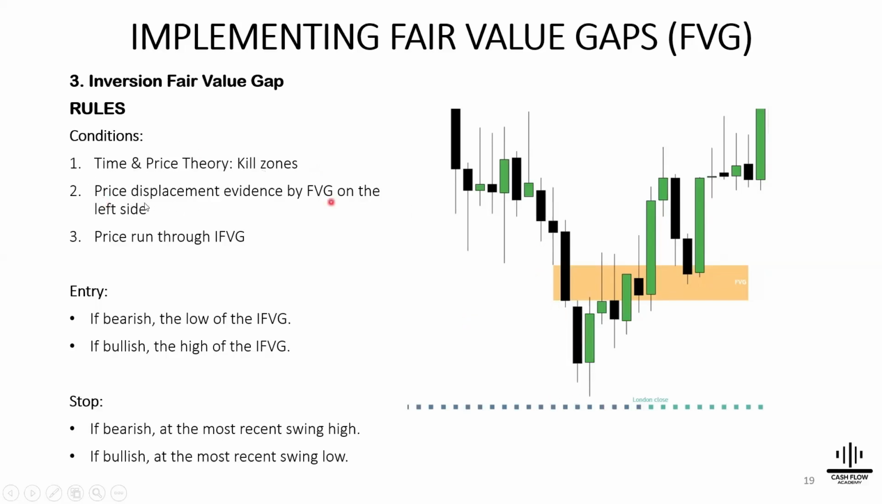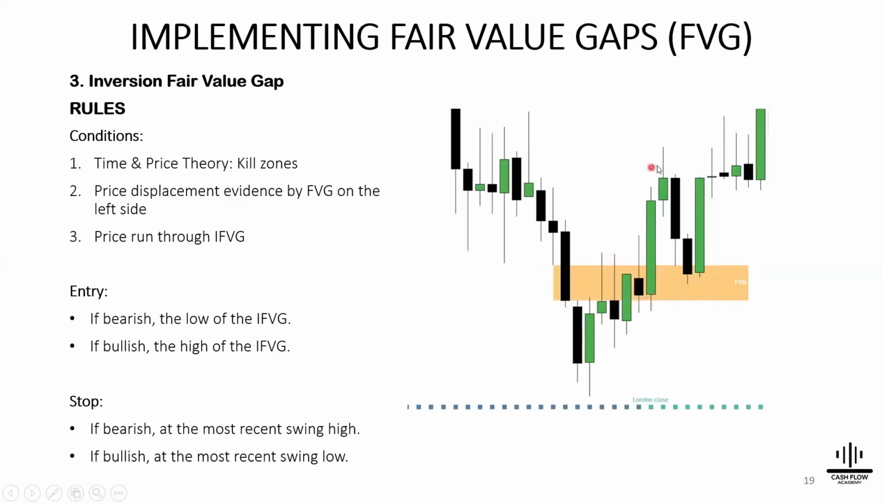Then the second, you want to see price displacement evidenced by fair value gap on the left side. So you want to be seeing displacement on this other side here. You don't want to enter when you're seeing something like this. You need that fair value gap to be reversed into an inversion fair value gap. So we can see the same thing happening here. You see how price respected the fair value gap. Price rallied, came down, rallied, came down, rallied, and then stalled before breaking through it.